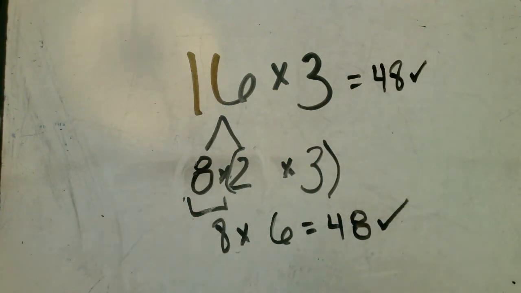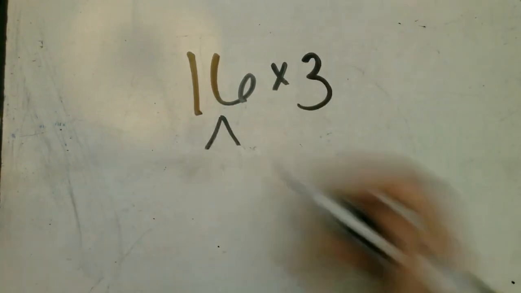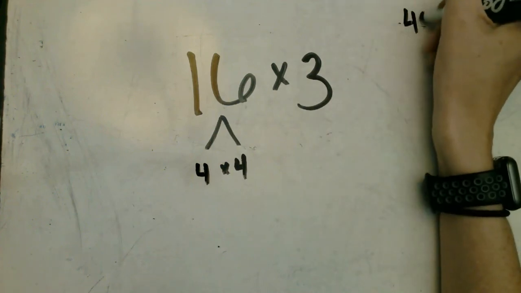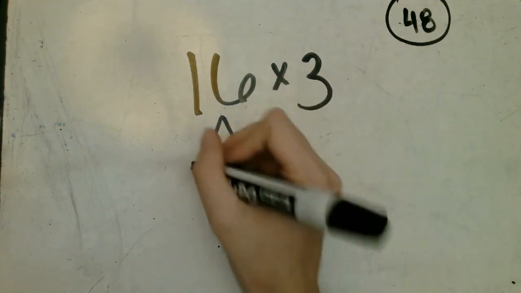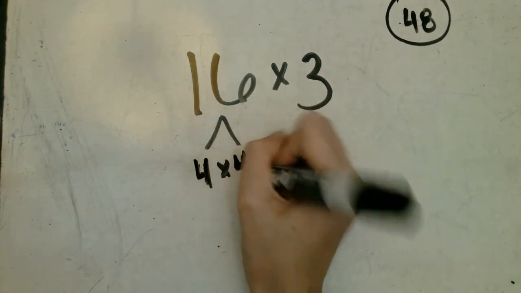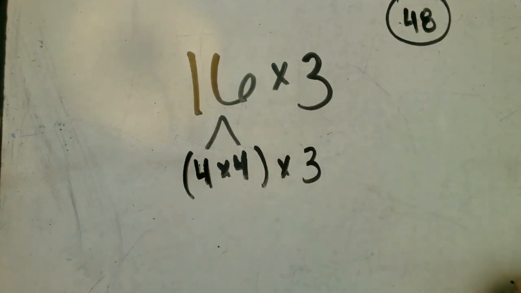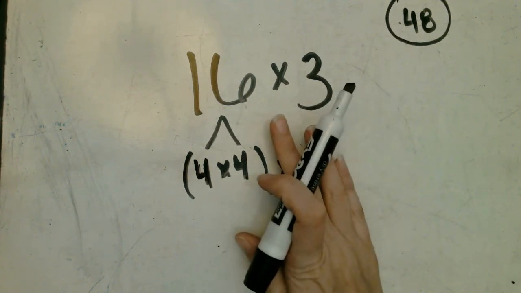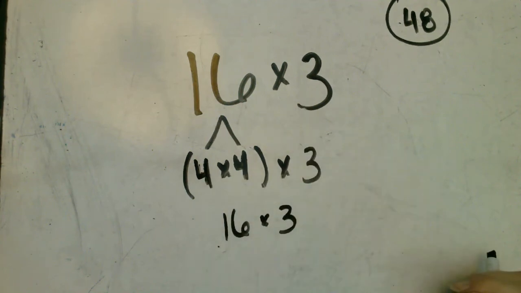Let's try this with the other numbers we can break 16 down into. We also talked about breaking 16 down into 4 times 4. Let's see if this also gives us 48. Remember, that was the answer we just got. If we have 4 times 4 here, we'll put it in our parentheses, times 3. If we followed it like it is now and did what's in our parentheses first, we would just get 16 times 3. We'd get what we started with.